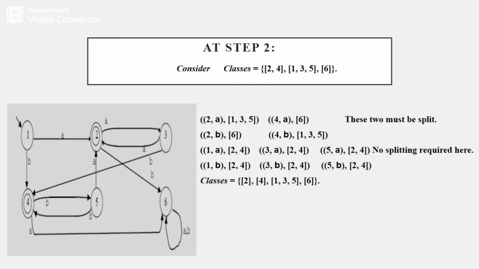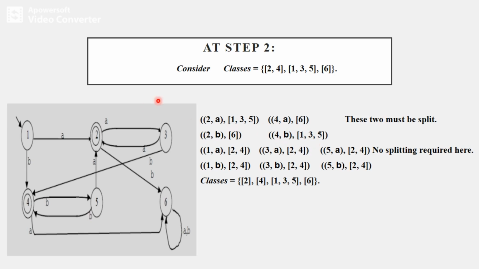Let's consider this step 2. Let's start. We have to consider here classes {2, 4}, {1, 3, 5} and {6}. 2 on input A and 2 on input B goes to classes {1, 3, 5} and {6}. 4 on A goes to 6. 4 on B goes to the {1, 3, 5} class.